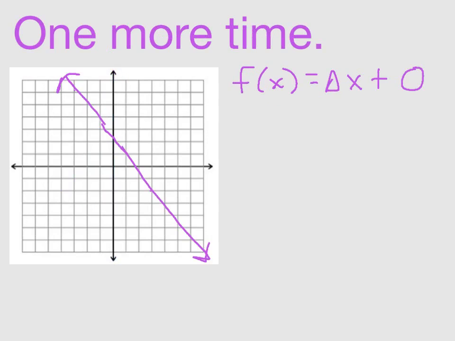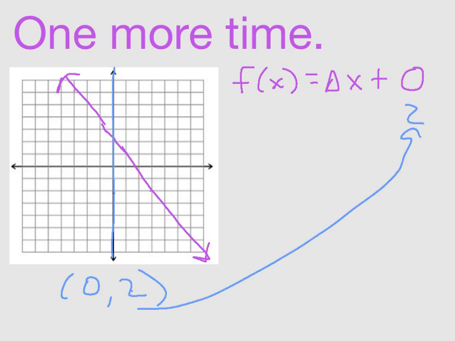Let's try that one more time. This time, I want my y-intercept to be at 0, 2. So this 2 goes right here, which should have been f of 0. And then I'm going to count the slope.